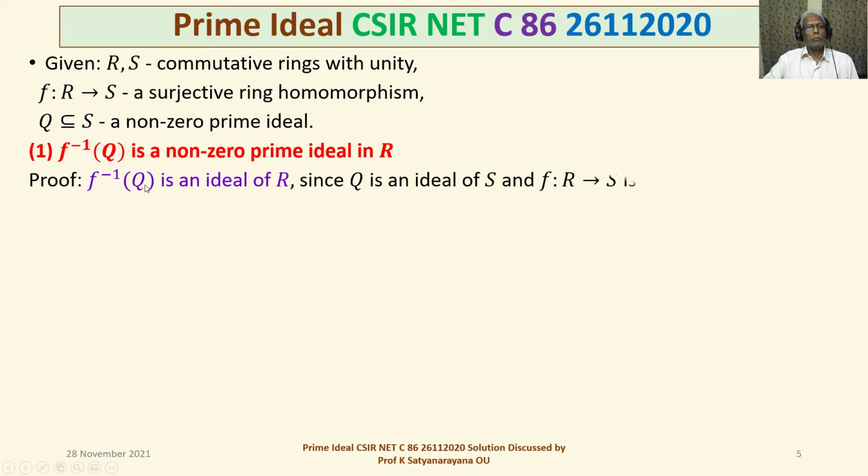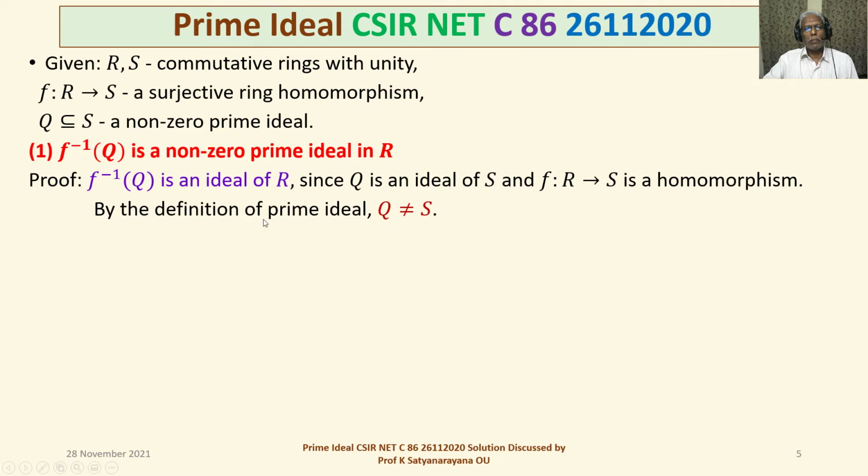F inverse Q is an ideal of R because Q is an ideal of S and F from R to S is a homomorphism. By the definition of the prime ideal, Q is not equal to S. We are going to show F inverse Q is also a prime ideal. So F inverse Q should not be equal to R.